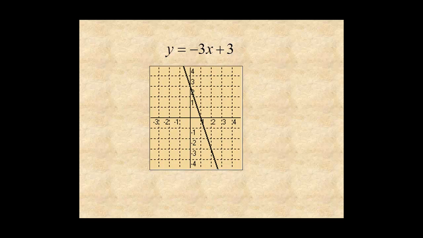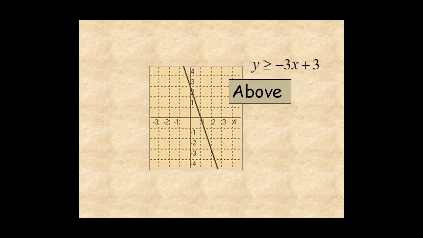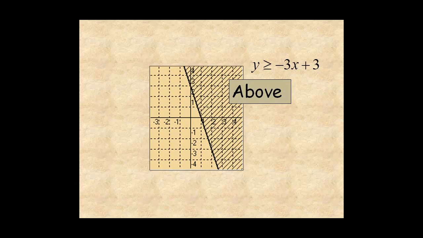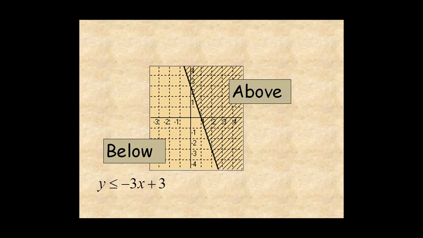Here is an example of an inequality with a boundary line at negative 3x plus 3. The region above the line is on the right, and the region below the line is on the left.